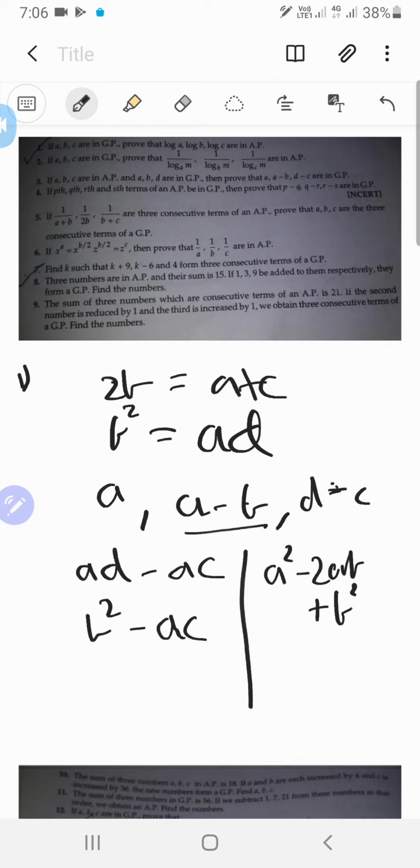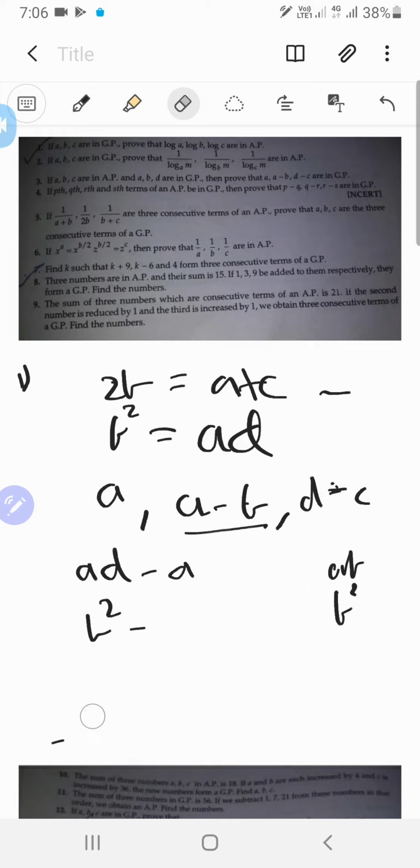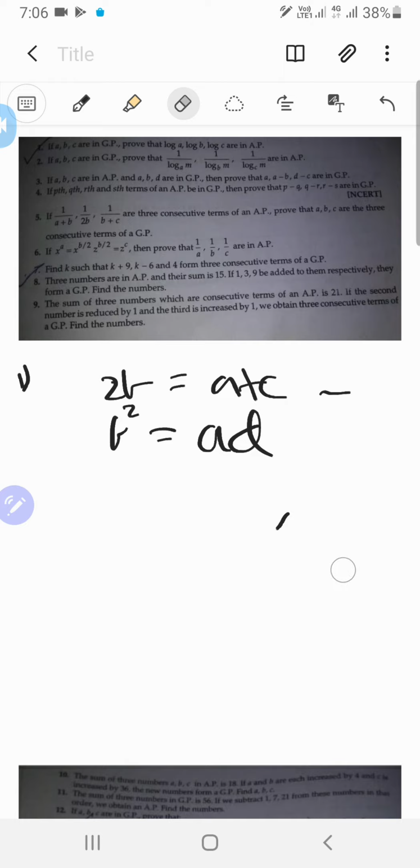Okay, so what do we do with this? Yeah, let's substitute this C in terms of A. That will make more sense. So we just get D squared minus A times, well, what is C from this equation? From this equation we can say that C is going to be 2B minus A. So that is just B squared plus A squared minus 2AB, which is the same thing as this. So yes, both LHS and RHS are the same thing. So that is a legit equation, which means that yes, these are in GP.